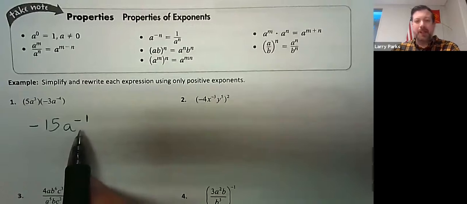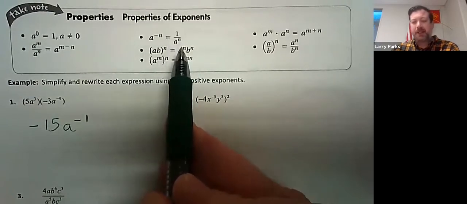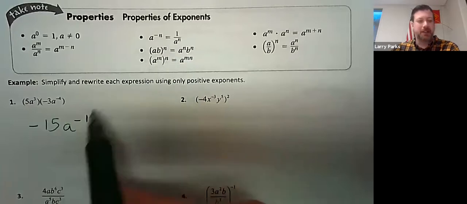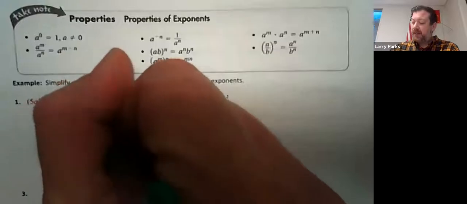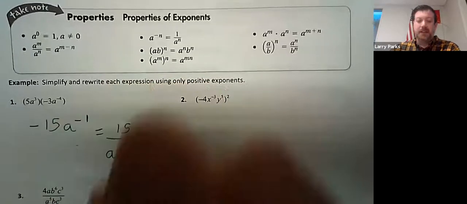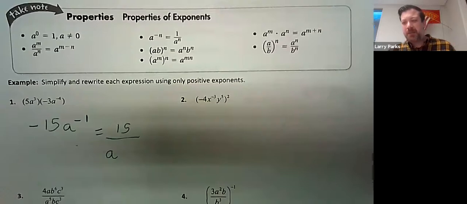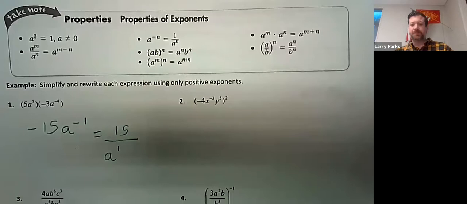But when you have a negative exponent right here, you just bring it down to the denominator, make it a positive exponent. So I'm going to take this and bring it down and get 15 over a to the first, or you don't have to put a 1. You can, it's up to you. So 15 over a.